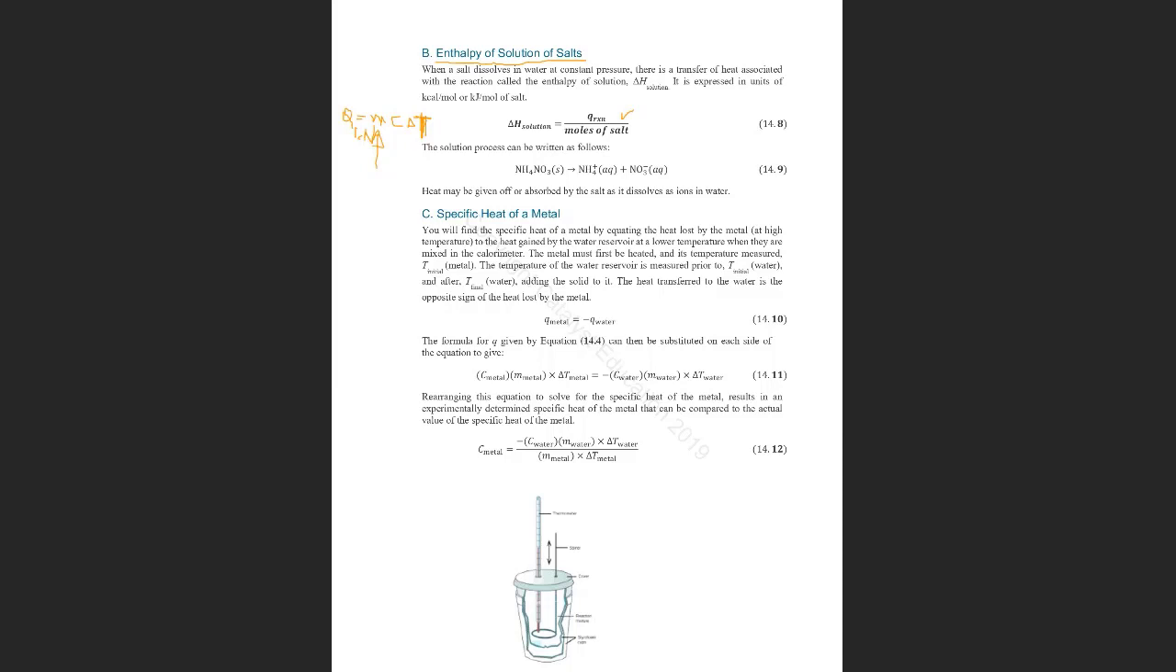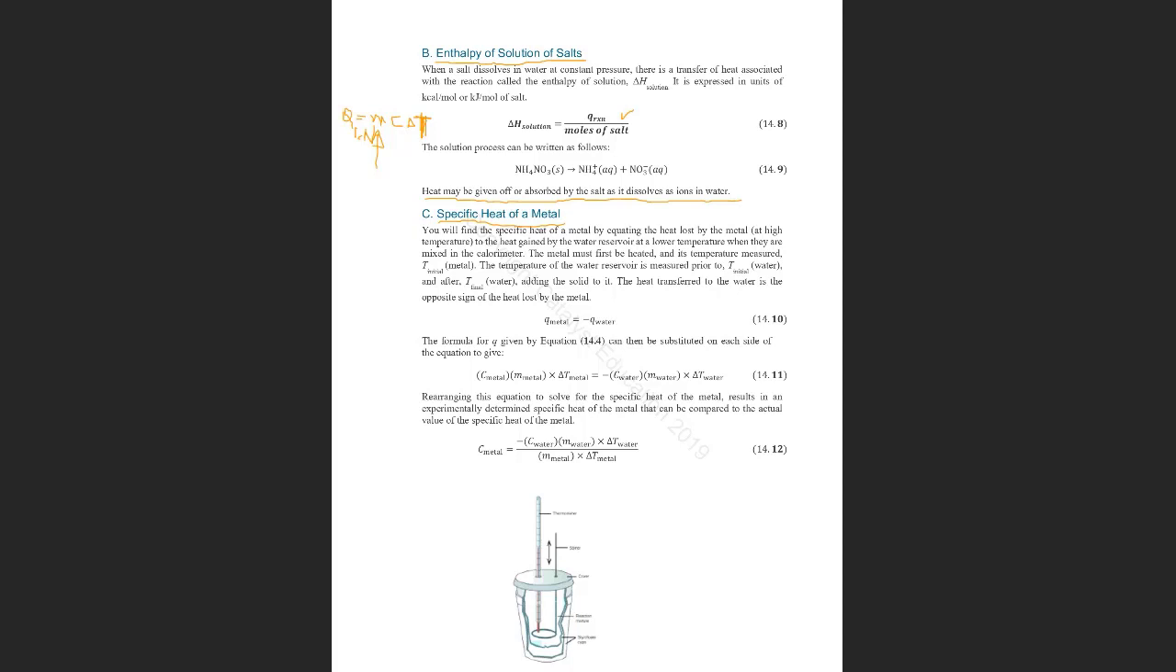And the last part, here they are talking about that. Heat may be given off or absorbed by the salt as it dissolves as ions in water. This is exactly what we just said. And then the last part of the report is to calculate the specific heat of a metal. What they are saying is, if you have water in a calorimeter, and then, let me see if I have a drawing here. I added this drawing. So this is the calorimeter, very simple.